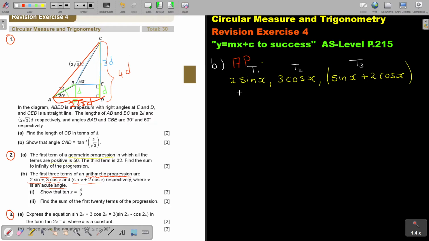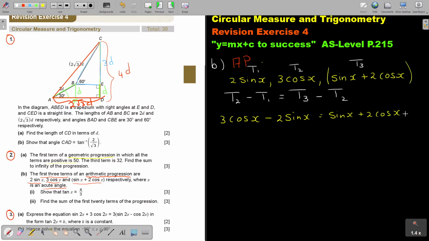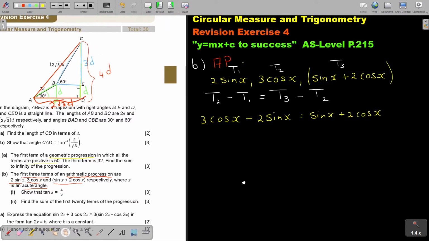Now I'm going to start, because I know it's an AP, it's almost like there's an unknown. I know that I can say the second term minus the first term is going to be equal to the third term minus the second. If it was a GP, I would have just used division. Now I substitute. So I'm going to say 3 cos x minus 2 sin x equals sin x plus 2 cos x.